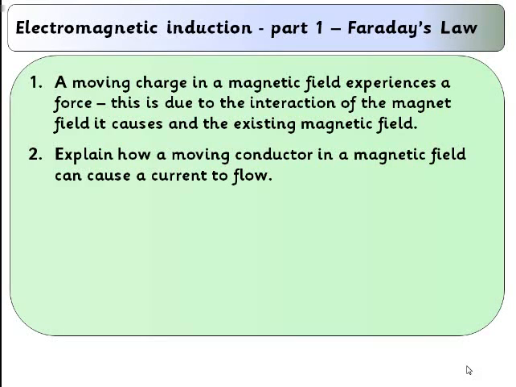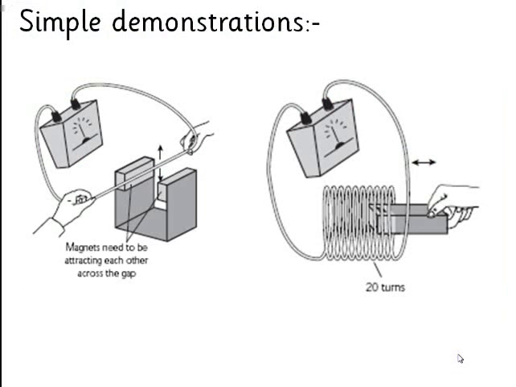And then we've also seen now that if the moving charges are not contained in a wire, they will start to move in circular motion. What we're going to look at today is explain how a moving conductor in a magnetic field can cause a current to flow. This is the whole idea of induced current, and it's how we generate electricity.